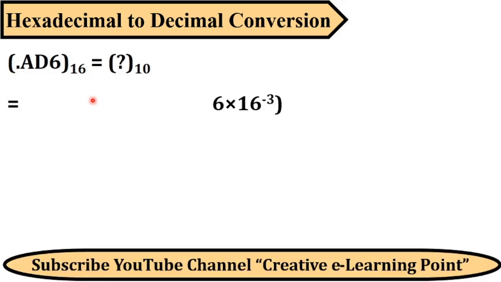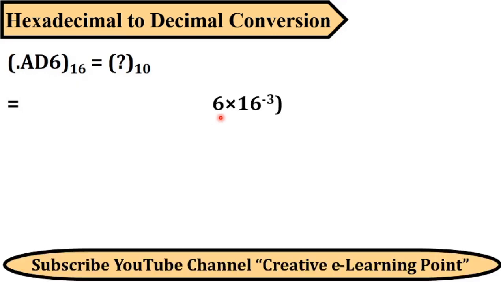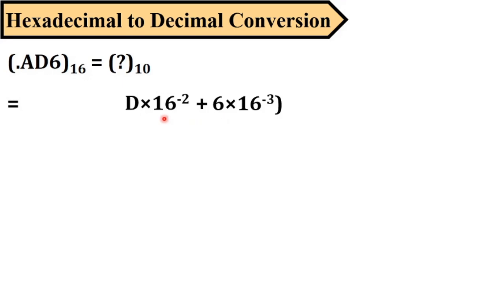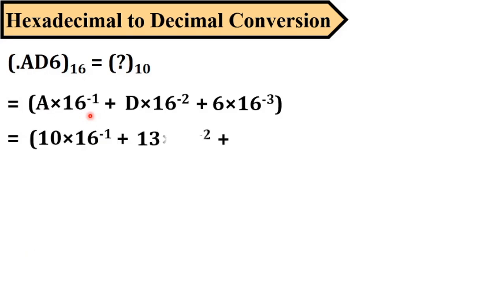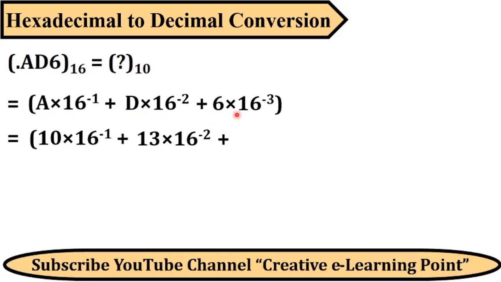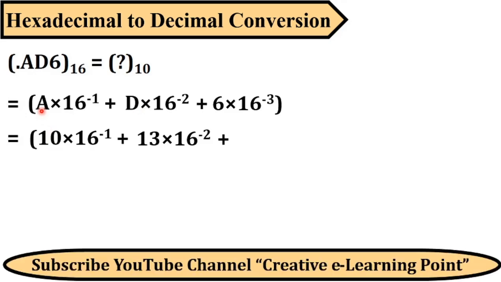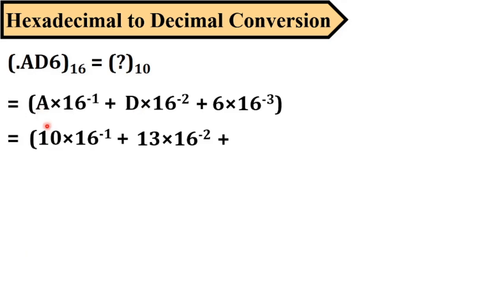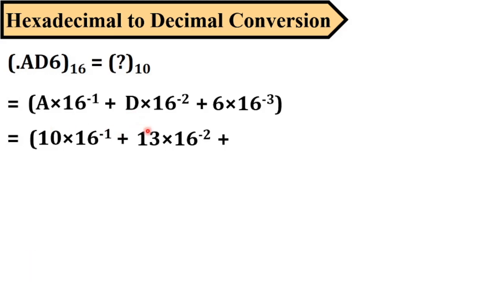As we have seen in the instruction, this is the least significant bit. That's why we will write 6 into 16 raised to minus 3 plus D into 16 raised to minus 2 plus A into 16 raised to minus 1. Again, I am going to replace these hexadecimal digits by their corresponding decimal numbers. So the hexadecimal A is represented as 10 in decimal. The hexadecimal D is represented as 13 in decimal.